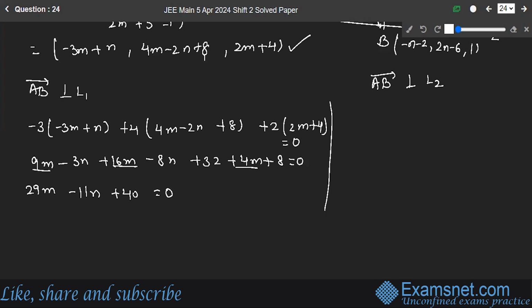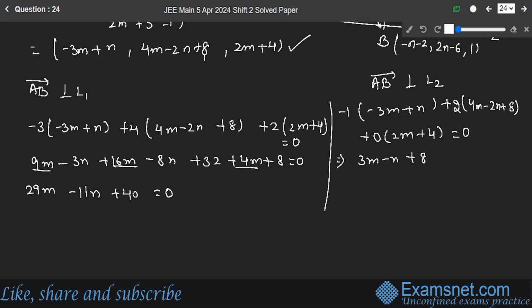Okay. Now AB is perpendicular to L2 also. According to this, minus 1 into minus 3, plus 2 into (4M minus 2N plus 8), plus 0 into (2M plus 4) is equal to 0. Because the dot product of AB and L2 will be equal to 0. So this makes 3M minus N, 8M minus 4N plus 16, equal to 0, right? This will give me 11M minus 5N plus 16 is equal to 0.